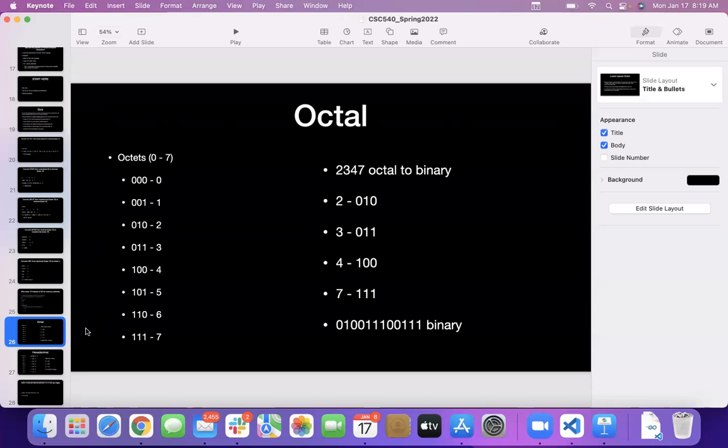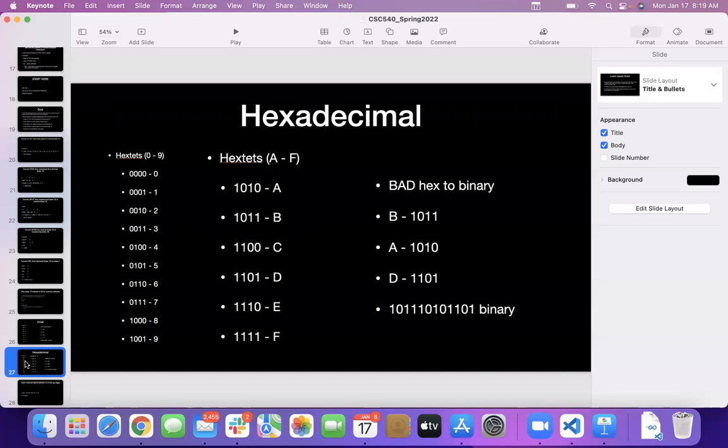2 to the 4th power is 16, which takes us to hexadecimal. 2 to the 5th power is base 32, whatever that's actually called, whatever name that has.